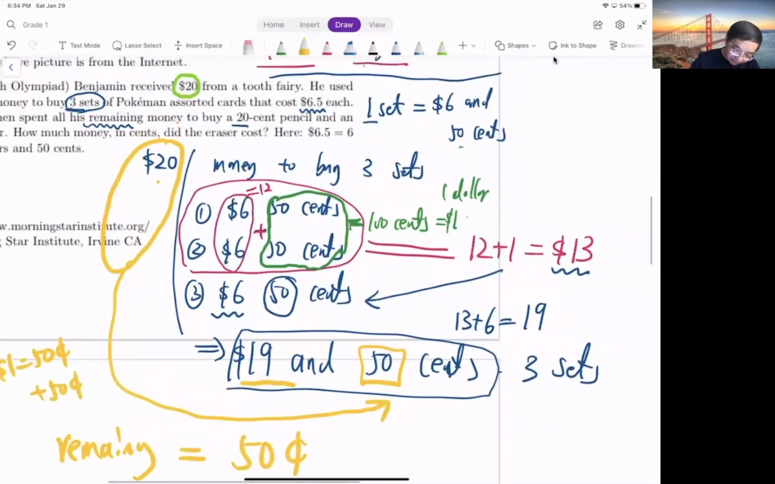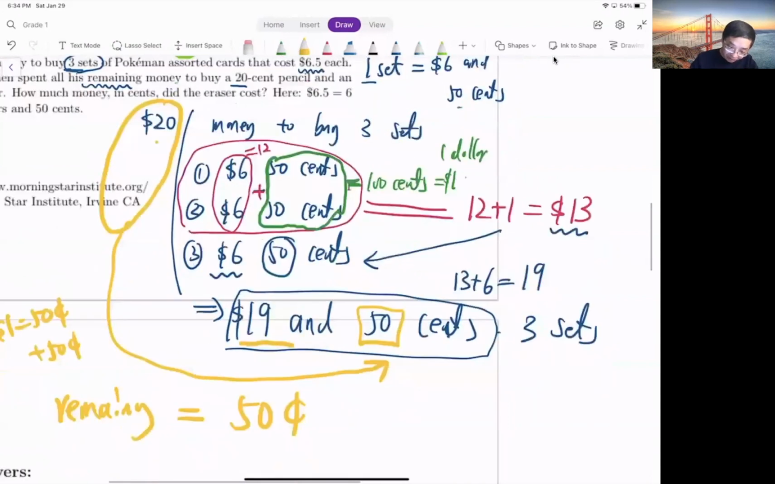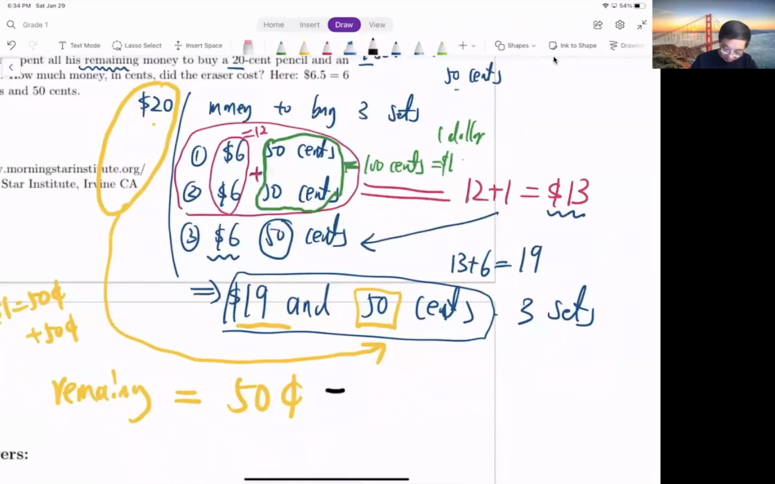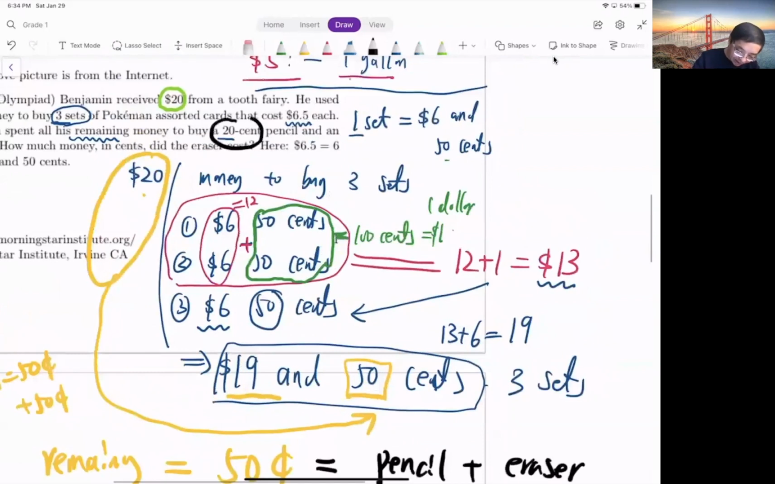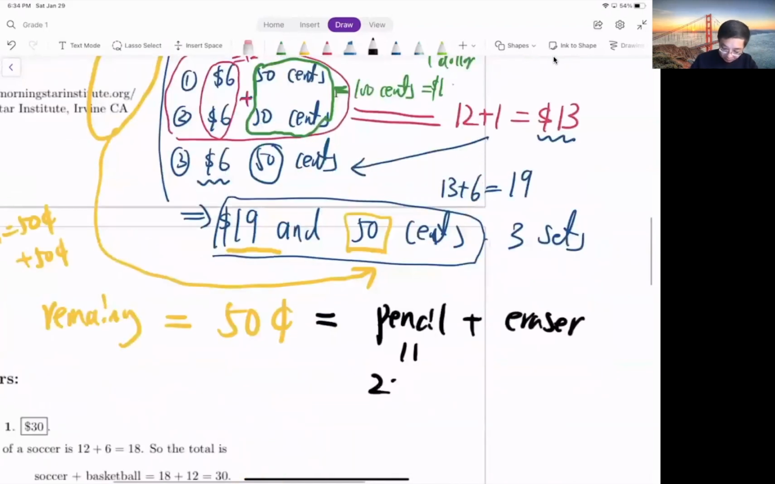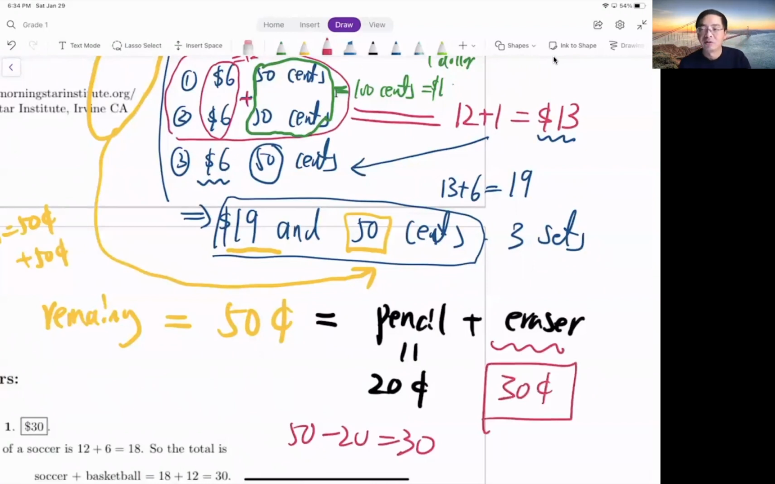And then you see, the remaining money, you need to use the remaining money to buy a pencil plus an eraser. What's the price for the pencil? We're told it is 20 cents. Then what's the price for the eraser? Okay, so we know 50 minus 20 is 30. So 30 cents is the price for the eraser.